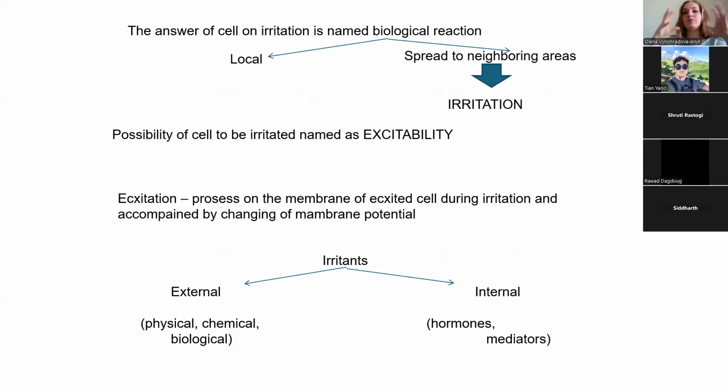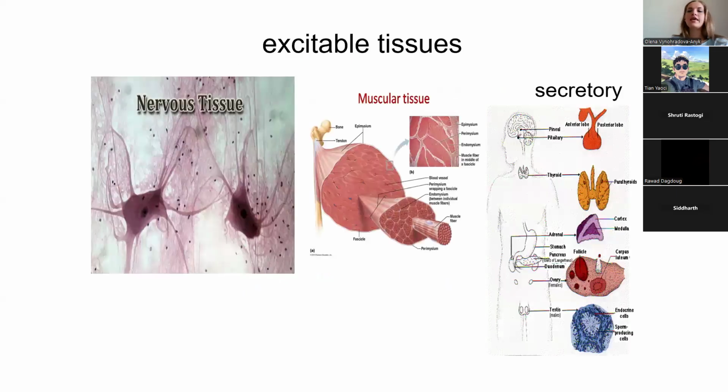The ability of the cell to be irritated is named excitability. Excitation is the process on the membrane of an excited cell during irritation, accompanied by a change in membrane potential. Irritants can be external and also internal. External: physical, chemical, biological irritants. Internal: of course, hormones or neurotransmitters, mediators.